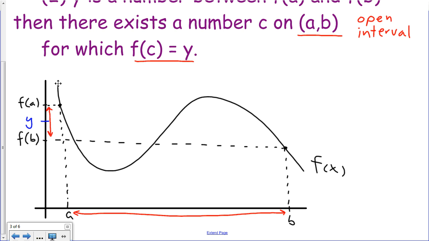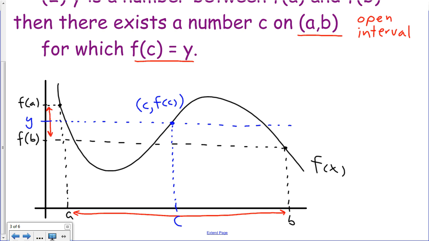Probably the easiest way for me to illustrate that is just simply draw a dotted line from y going across here. That's the y value we're talking about. And the theorem guarantees me that there's some value. In this case, I'm going to pick this point right here. Some value C, such that if I plug C into my function, I end up getting y. In fact, this would be the point C, f of C. The y value there is equal to f of C.